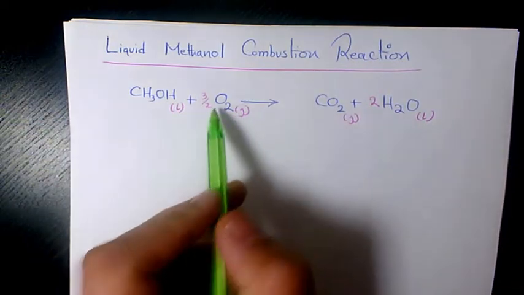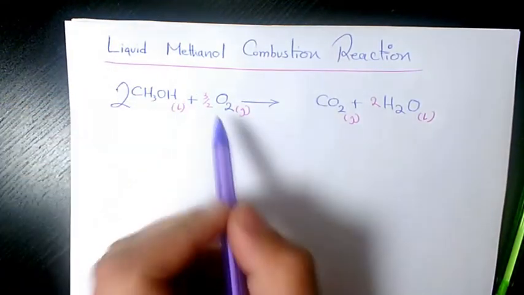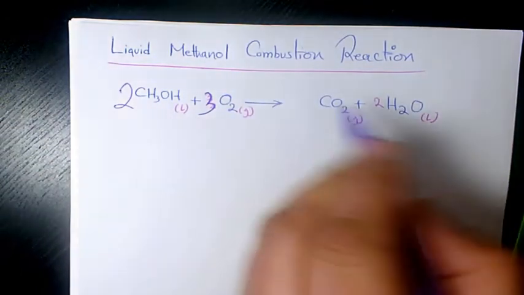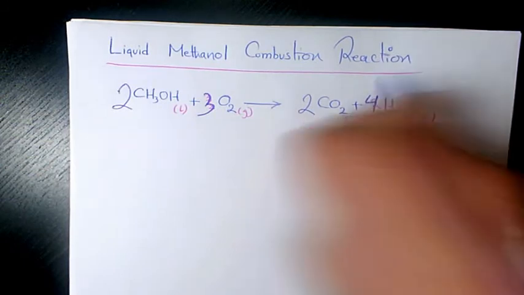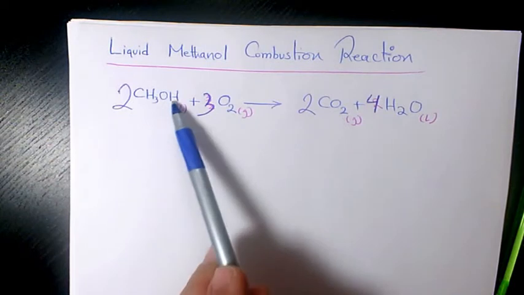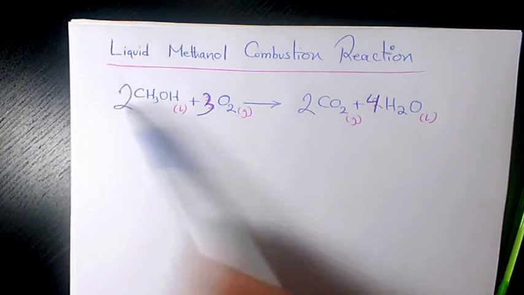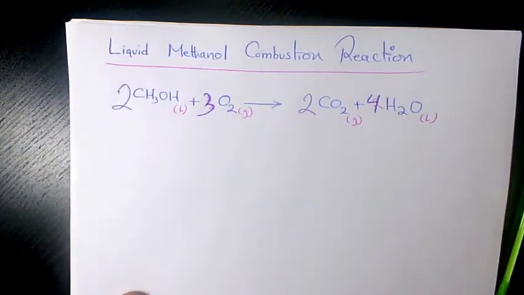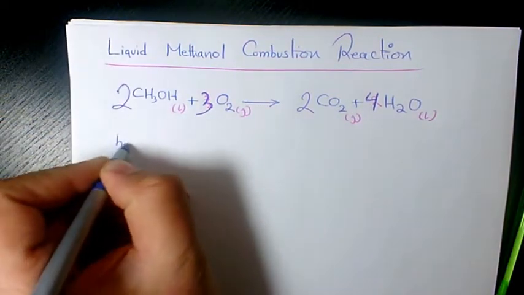So this one multiplied by 2. 1 times 2 is going to be 2. 3/2 times 2 is going to be 3. 1 times 2 is going to be 2. And 2 times 2 is going to be 4. Now let's double check. We have 2 carbons, 2 carbons. 8 hydrogens here, 8 hydrogens here. 6 plus 2 oxygen, and we have 4 plus 4 oxygen. So now it's balanced.